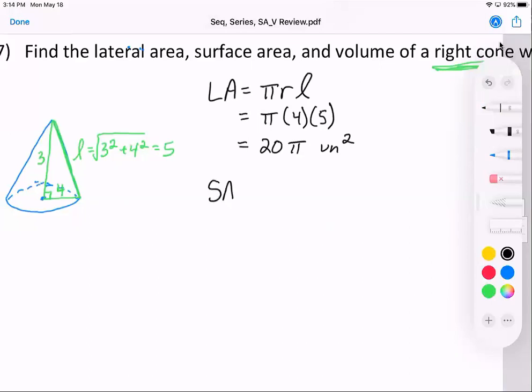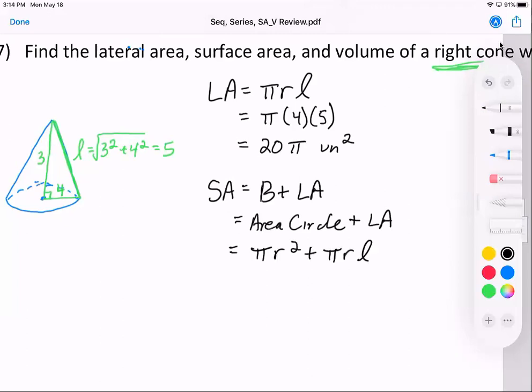The surface area of a cone is the area of the base plus the lateral area. The area of the base is the area of a circle plus the lateral area. So the area of a circle is pi r squared, and the lateral area formula that we had above is pi RL. So the circular base, we have pi r squared, radius is 4, pi RL, L is 5. Notice in this formula, we don't use the height at all.